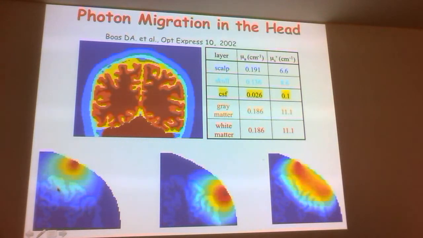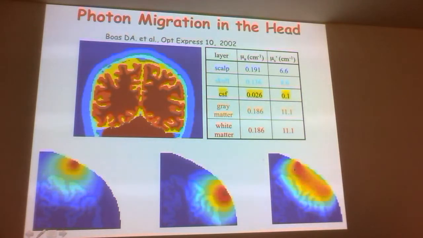Some of it reaches down into the brain. If we have a detector displaced by a few centimeters, this is the probability of light reaching from some point in the tissue to the detector. And if we take the product of these two, this is what a sensitivity profile is going to look like. If we have a source and detector on the head, this is the sensitivity we would have to absorption changes in different parts of the head.